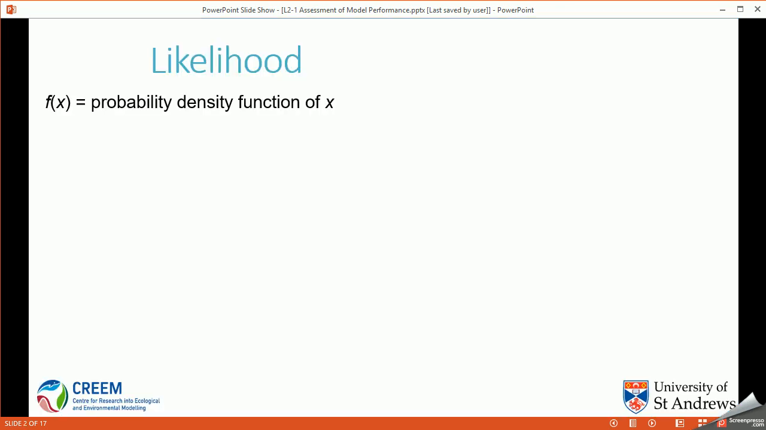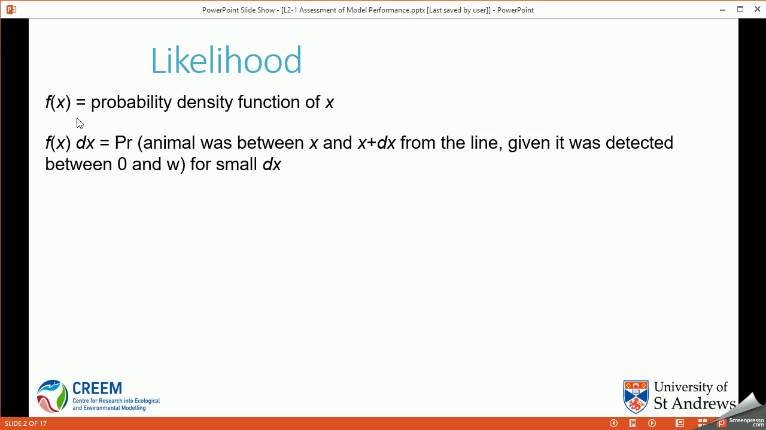So start with likelihood. The key component of the likelihood is this probability density function of x, where x is distance. And the probability density function is conventionally written as f of x. And density functions are a little bit difficult to interpret because they have rates of change of probability, actually. And so an easier thing to interpret is the density multiplied by a little bit. This little bit is dx, so that's a little distance. This is the probability density at x, and this is a little distance dx.